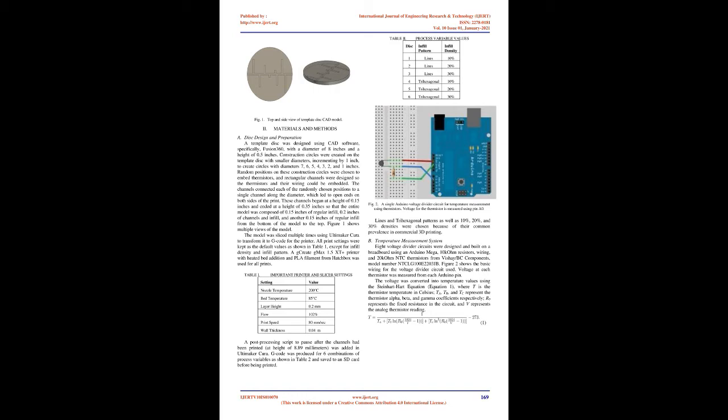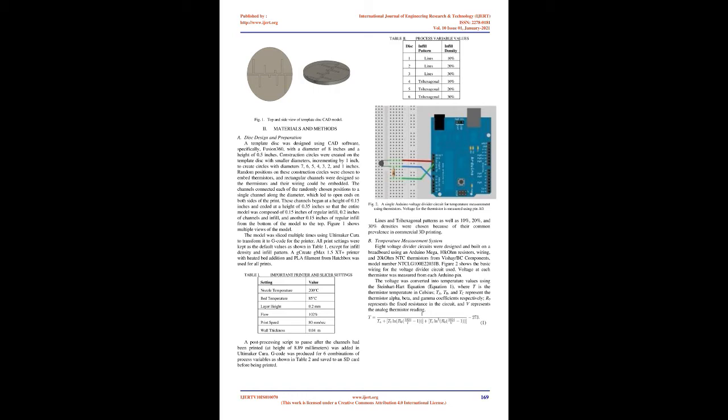2. Materials and methods. A. Disk design and preparation. A template disk was designed using CAD software, specifically Fusion 360, with a diameter of 8 inches and a height of 0.5 inches. Construction circles were created on the template disk with smaller diameters, incrementing by 1 inch, to create circles with diameters 7, 6, 5, 4, 3, 2, and 1 inches. Random positions on these construction circles were chosen to embed thermistors, and rectangular channels were designed so the thermistors and their wiring could be embedded.